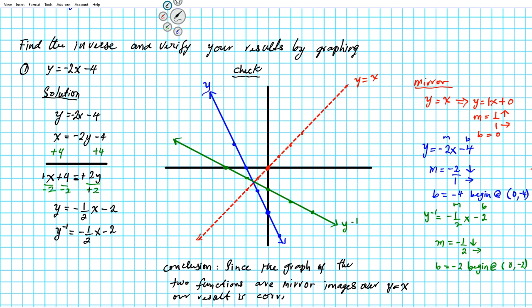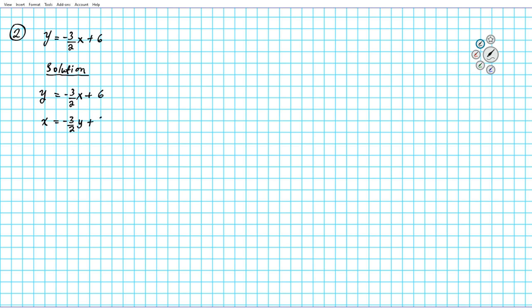All right, okay, let's take a look at another example. So for number 2, let's say we have the function y equals negative 3 over 2x plus 6. Okay, so we're going to apply the same process in finding the inverse, and then we're going to verify if our results are in fact correct. So y, this is the original function. We're going to switch the x and the y's. X equals negative 3 over 2y plus 6.